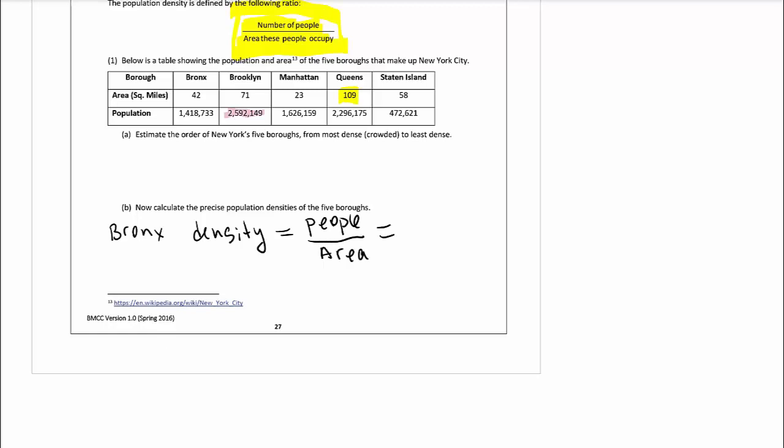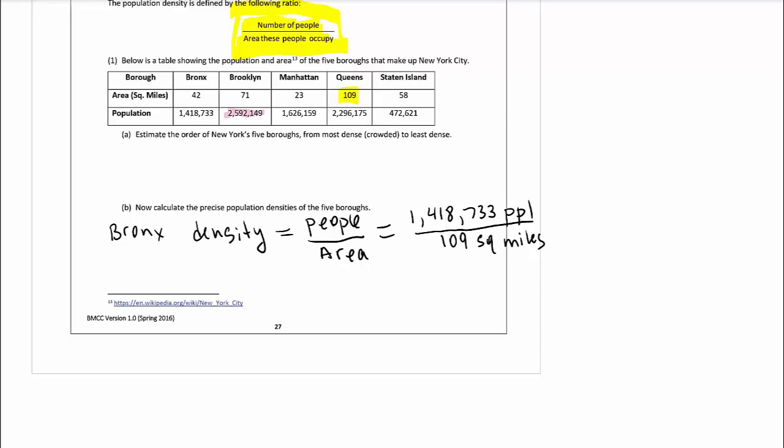So what we get is the number of people in the Bronx, 1,418,733 people, divided by the area of the Bronx, which is 109 square miles. All right, so let's take a calculator and then divide. I'm going to do this on my calculator here, and you should do the same.